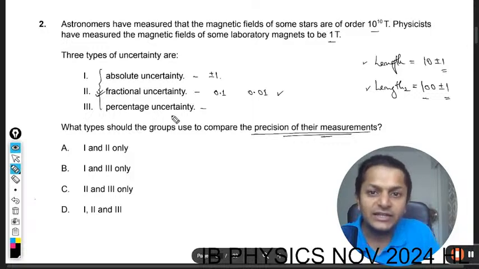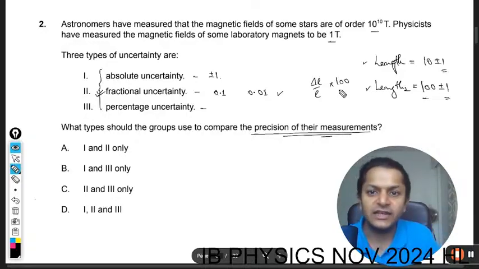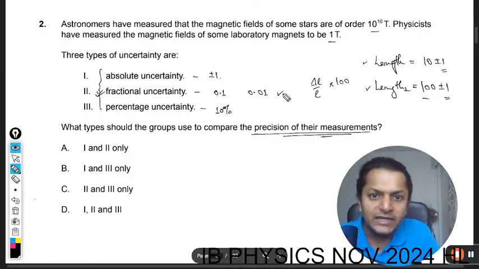And what is the percentage uncertainty? When you multiply the fractional uncertainty, that is delta L by L, you multiply it with 100, it becomes the percentage uncertainty. So the percentage uncertainty here will be 10%. You're multiplying with 100, yeah, 10%. And here you multiply, it comes out to be 1%.